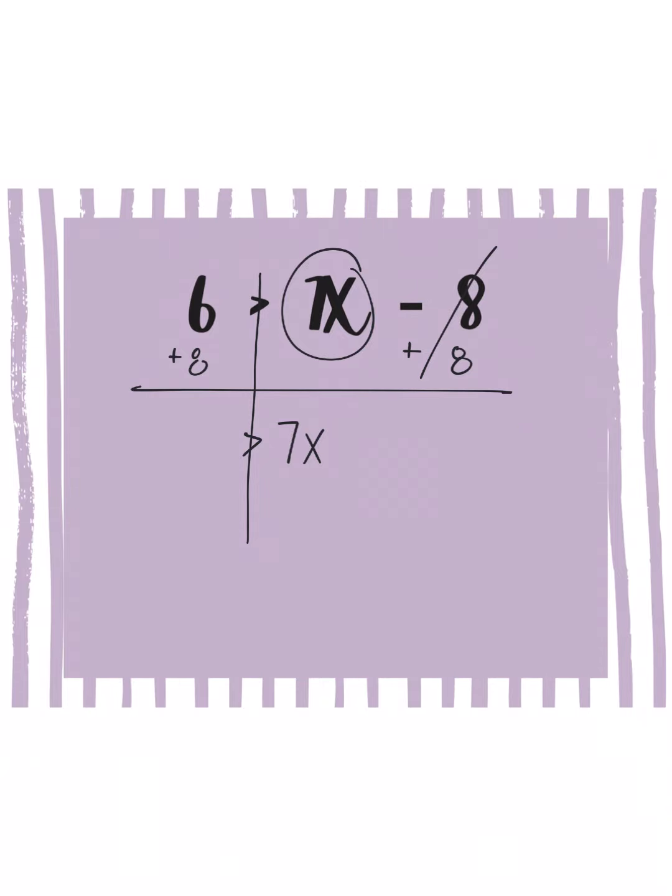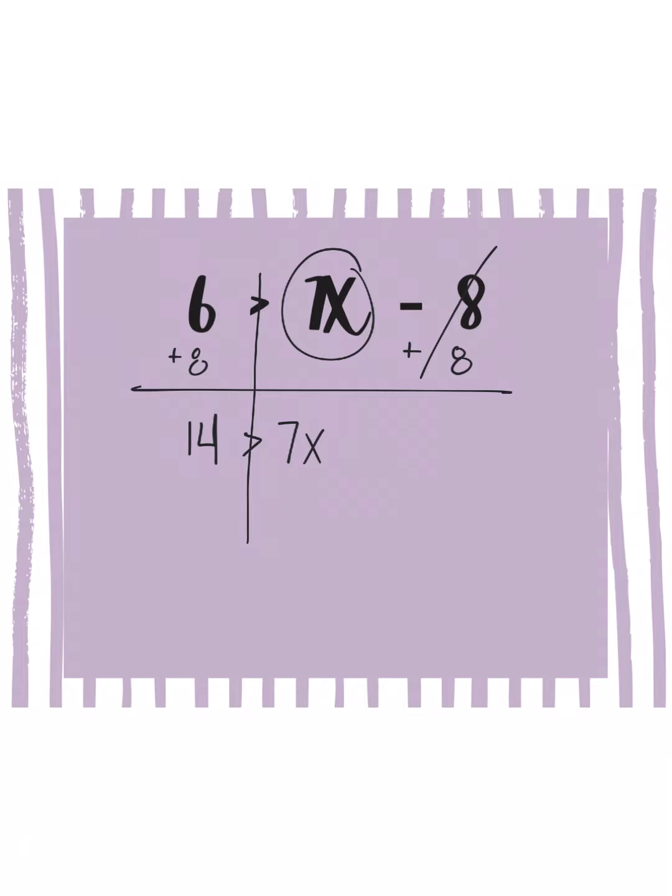I'll bring down my 7x, I'll bring down my symbol, and be careful to bring down that symbol exactly as it is. It's very easy for it to get switched around and confused, and that can lead to an incorrect answer. Then on the left-hand side, I have a 14.